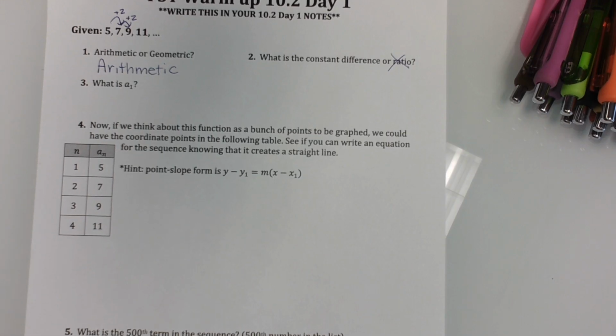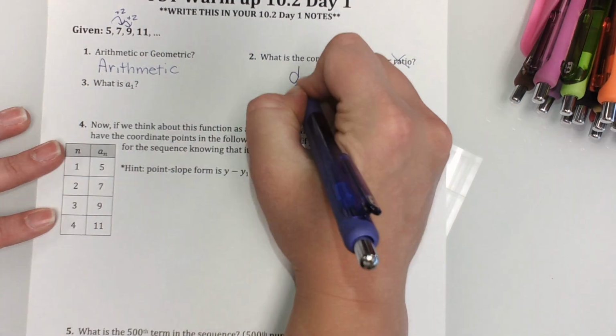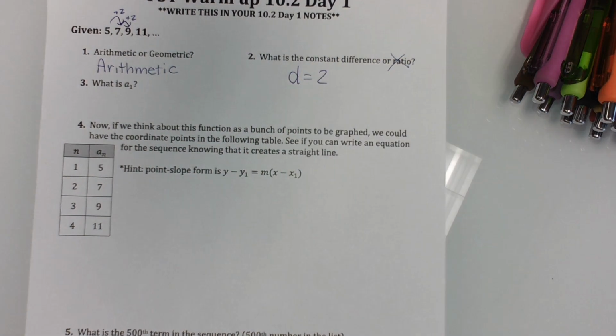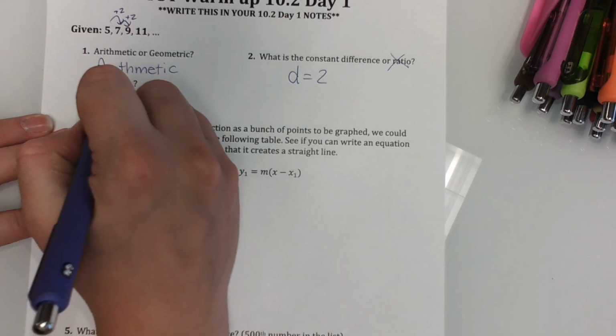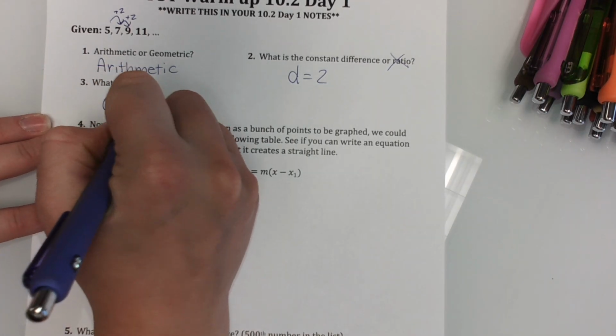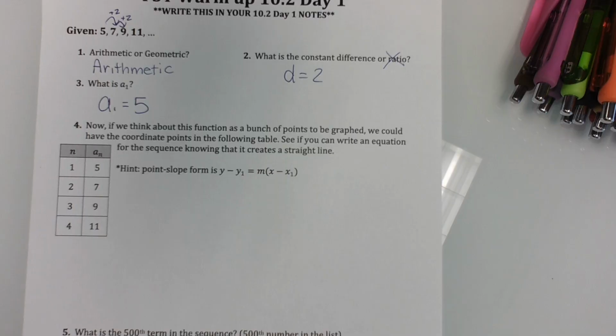You were here though. Aubrey, what is the constant difference? 2. 10. Carly, what is a sub 1? 5. What the heck does a sub 1 mean? The first number in the list.